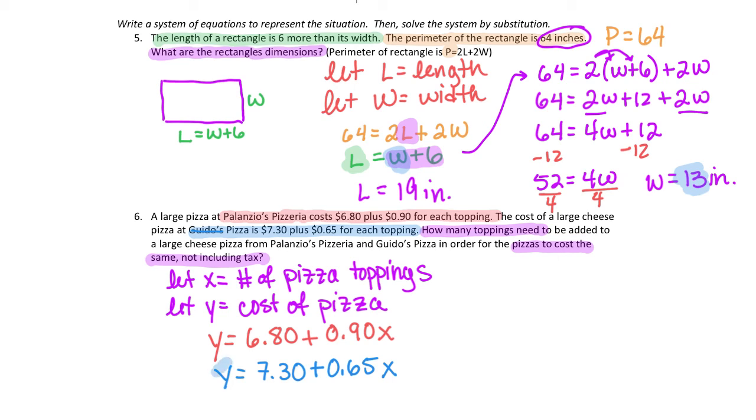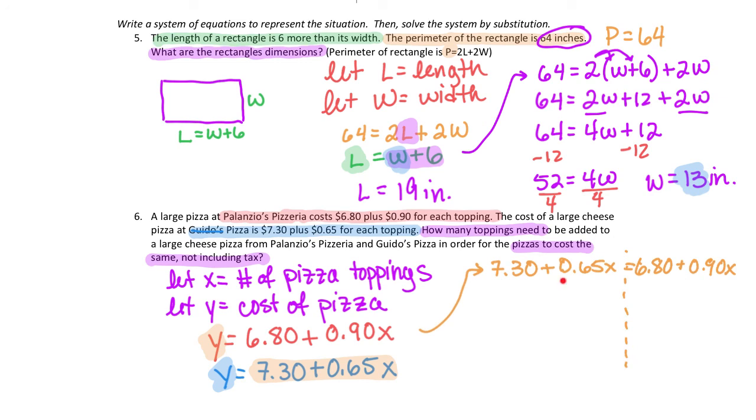We can see that both equations are solved for Y, but I'm going to take this second equation and substitute this expression for the Y in the first equation. So I'm going to just set these equal to each other. I'm replacing that Y in the first equation with the $7.30, 65 cents, and I'm going to let that equal the $6.80 plus the 90x. All right, so I want to get the x on the same side of the equal.